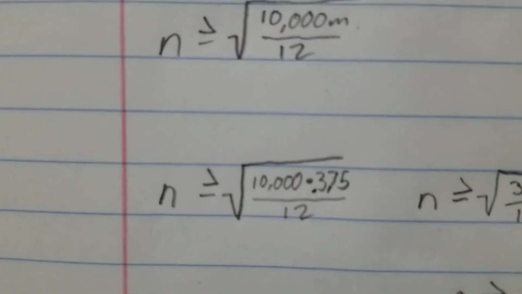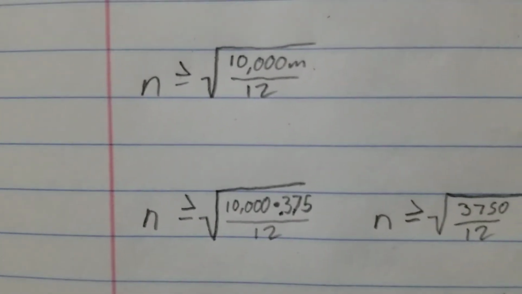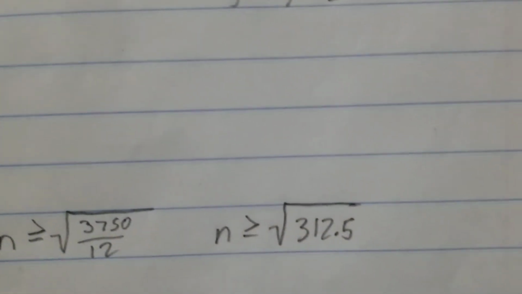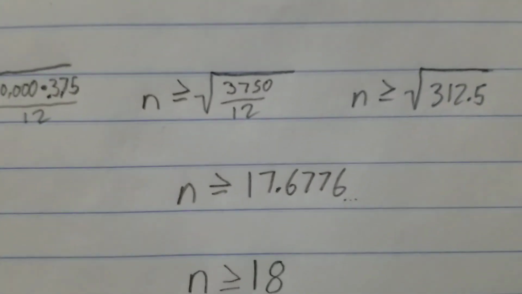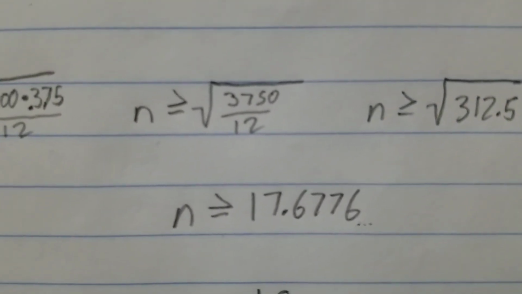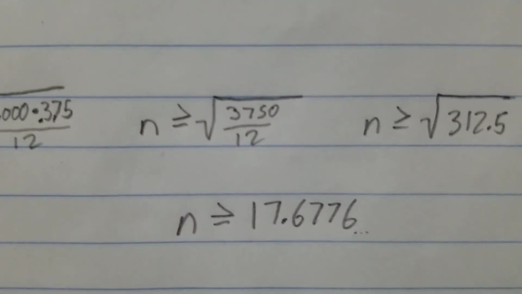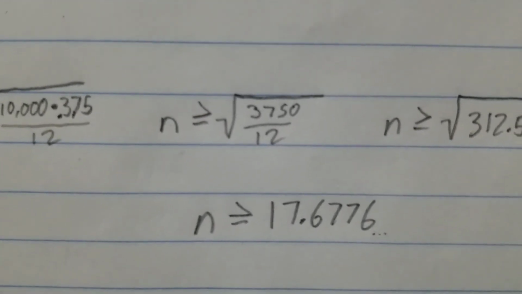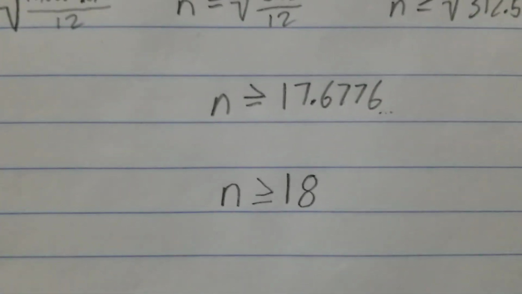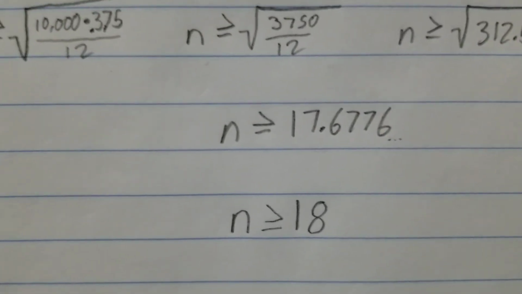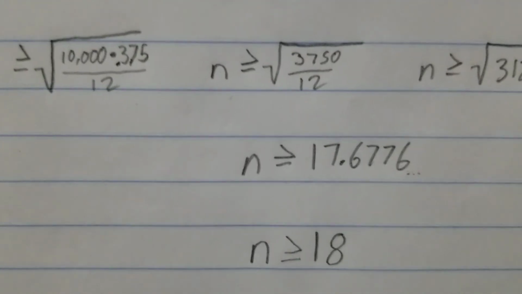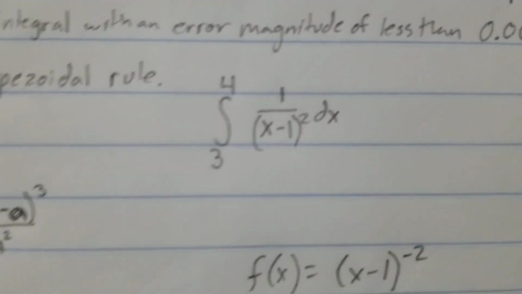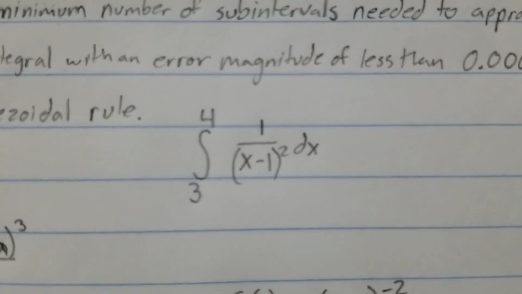So then we can plug that back in for our M, and we can simplify it down to the square root of 312.5, which we'll get n has to be greater than 17.5 trapezoids or so, which you can't have half a trapezoid because n is an integer. We need 18 to be the minimum number of subintervals so that we can approximate that integral with an error magnitude of less than 1/10,000th.